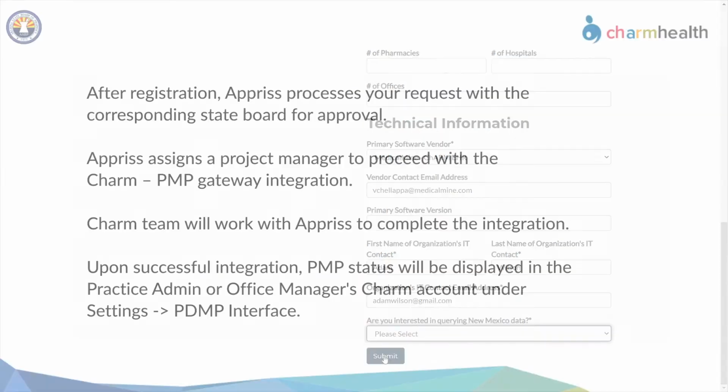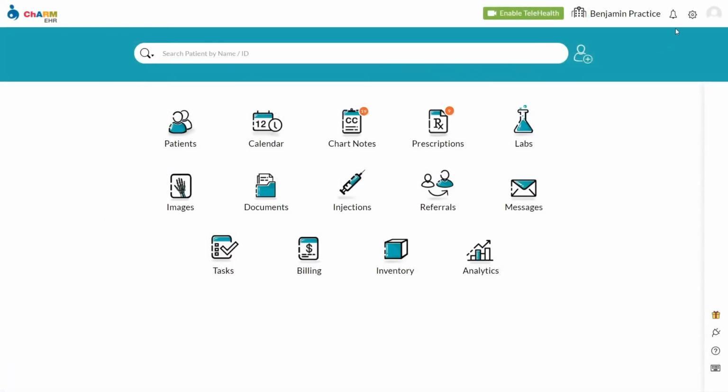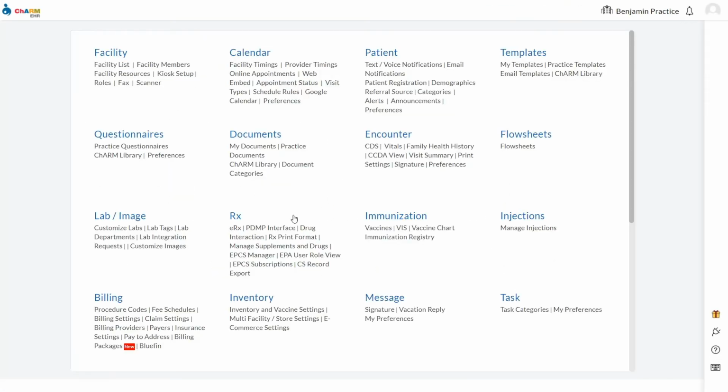After registration, Appriss processes your request with the corresponding state board for approval. Appriss assigns a project manager to work with the Charm PMP Gateway integration. Charm team will work with Appriss to complete the integration. Upon successful integration, PMP status will be displayed in the Practice Admin or Office Manager's Charm account under Settings, PDMP Interface.